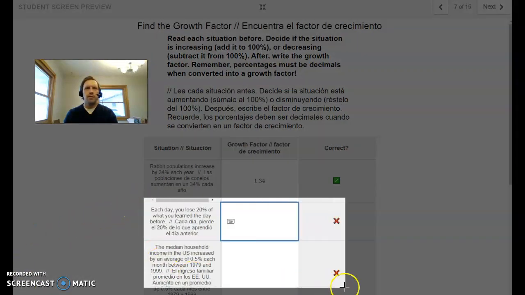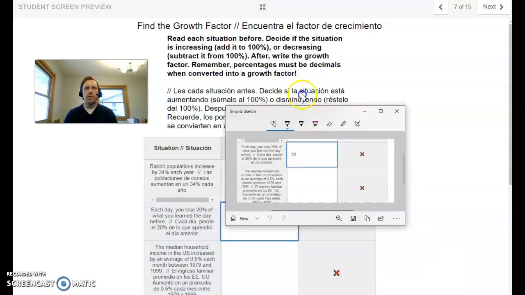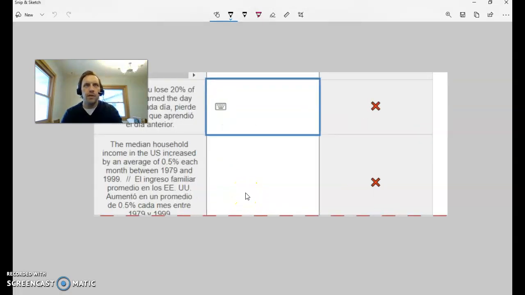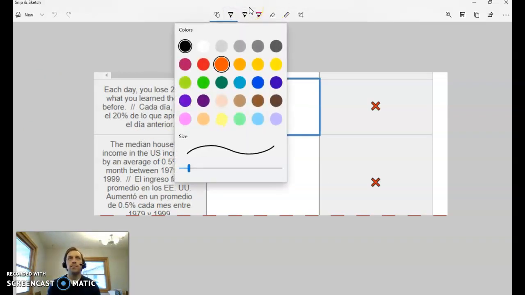All right, so let's take a look at these next two. I'm going to grab a snippet here, bring that to the screen with me. I'm looking up at my upper screen, so if my eyes aren't staring at you, you know why. So when we look at this here, it says each day you lose 20% of what you learned the day before. One, that's scary. Two, also very true.